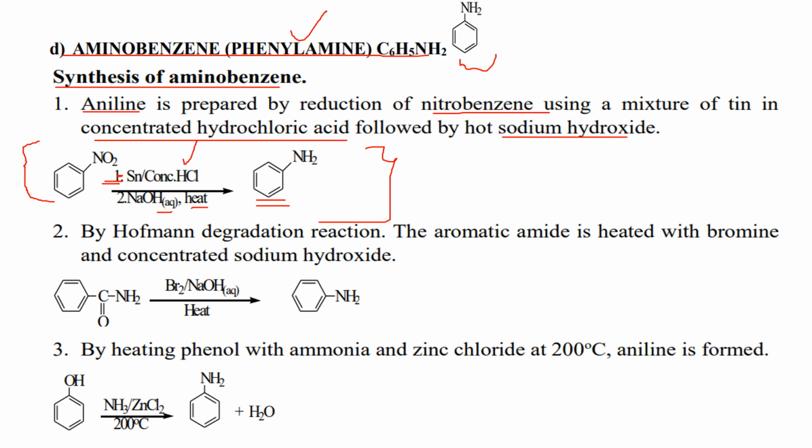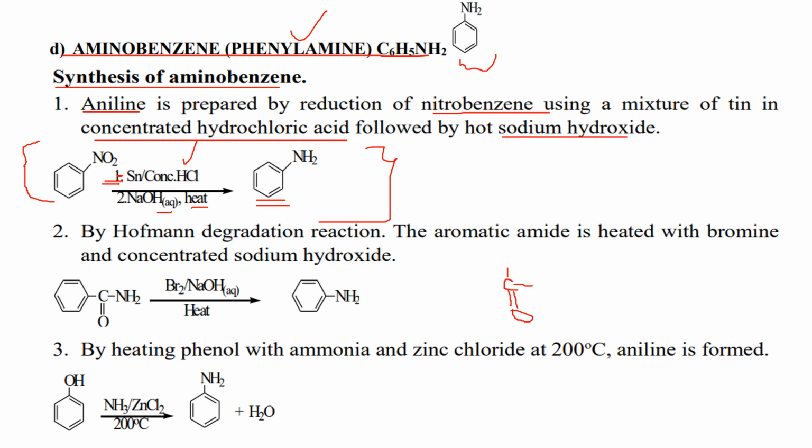Now you're saying that you can also form phenylamine or aminobenzene or aniline through Hofmann's degradation reaction. Now what this reaction does is that it removes what we call the carbonyl carbon group. So this carbonyl carbon group is eliminated whenever you're using Hofmann's degradation reaction.